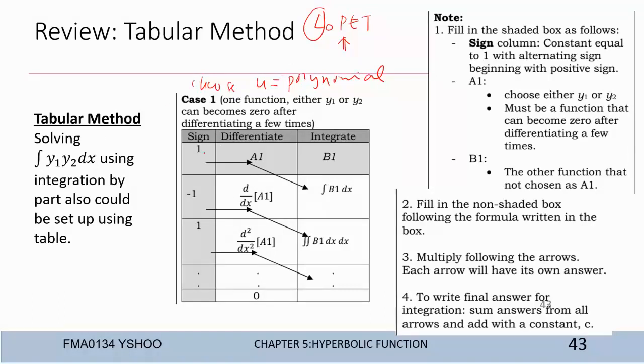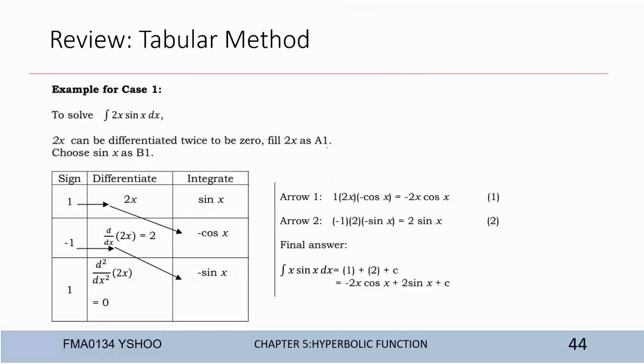So when we choose u as a polynomial, how do we use this tabular method? In this table, the first column is the sign. The second column is where you differentiate. The third one is integrate. The sign over here is always positive, negative, alternating. So what you put in the first row of the differentiate column is whatever you choose as the polynomial, and the rest of it we put as the integral.